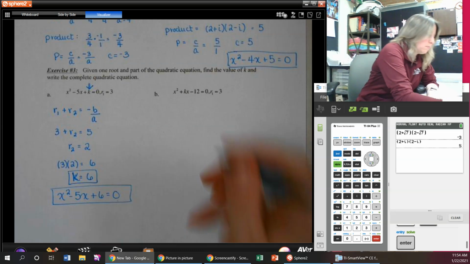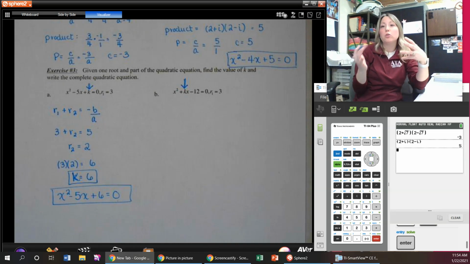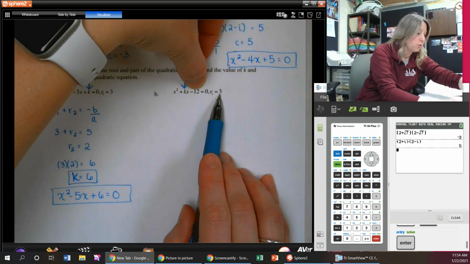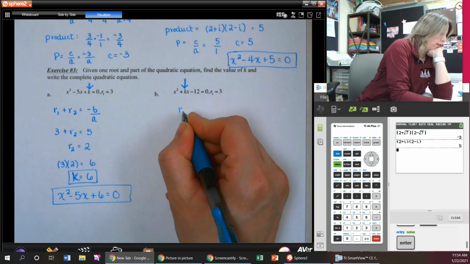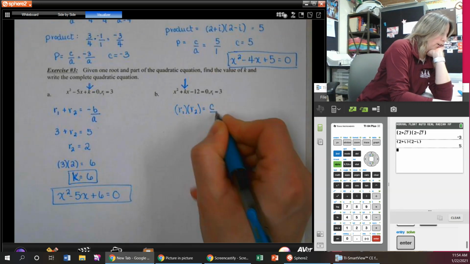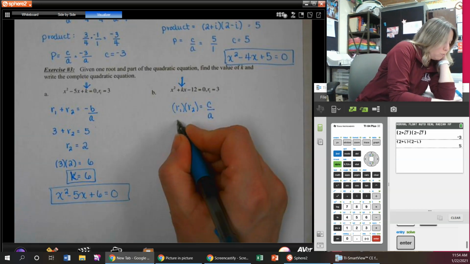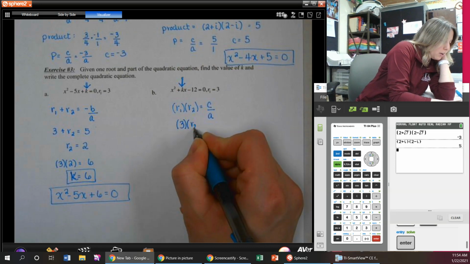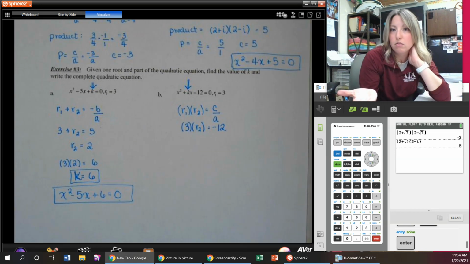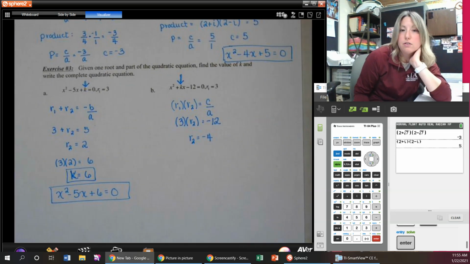Now notice this time, K is the B term. So now this time I'm going to use product backwards, okay? Because I know what my C term is, and I know one root. So R1 times R2 equals C over A. Again, I know my A is 1 this time, so I don't need to put that in here. I know root 1 is 3, and then we don't know R2, but we do know C is negative 12. Well, okay, divide both sides by 3, root 2 has to be negative 4.